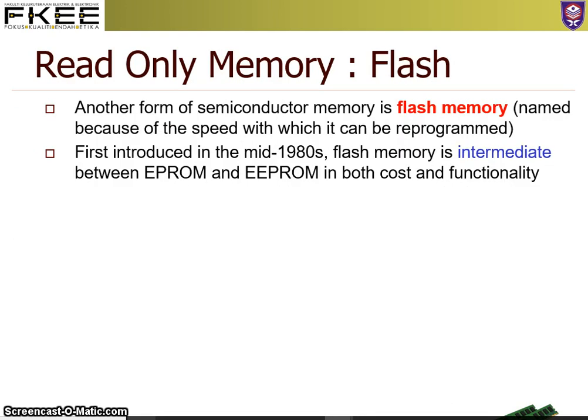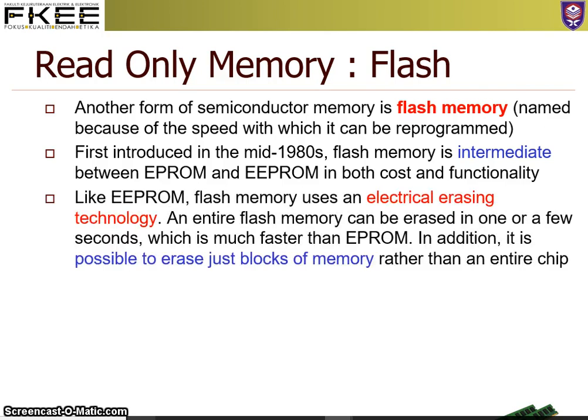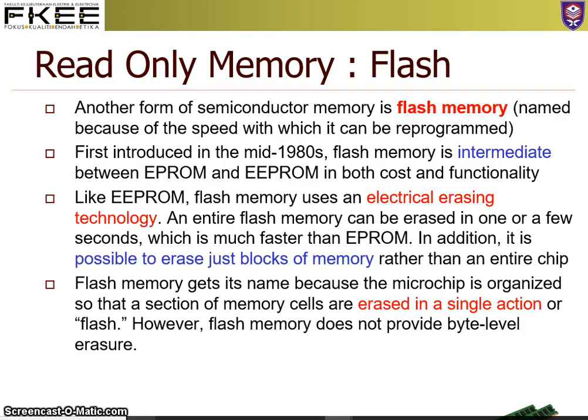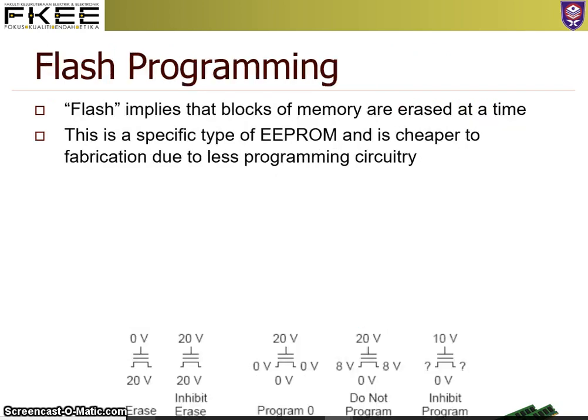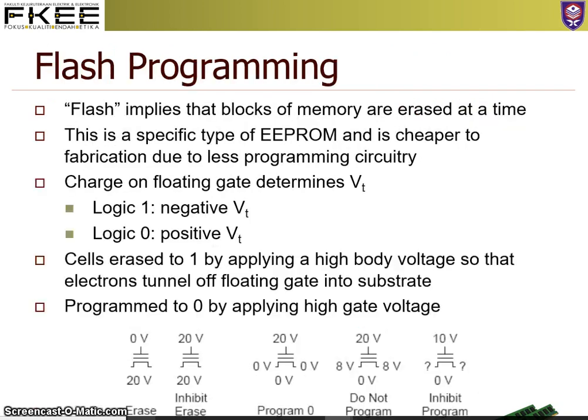And flash memory is intermediate between EPROM and EEPROM, and the time taken is quite fast, so that's why it is called flash. It is possible to erase just a block of memory rather than the entire chip. And like EPROM, flash memory uses only one transistor per bit, thus you can have a very high density. So this is an example of how to erase the data inside the flash, and this is how you program it.